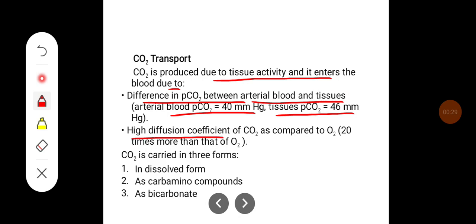There is a high diffusion coefficient of carbon dioxide as compared to oxygen, that is, it is 20 times more than that of oxygen. Carbon dioxide is carried in three forms: dissolved form, as carbamino compounds, and as bicarbonate.